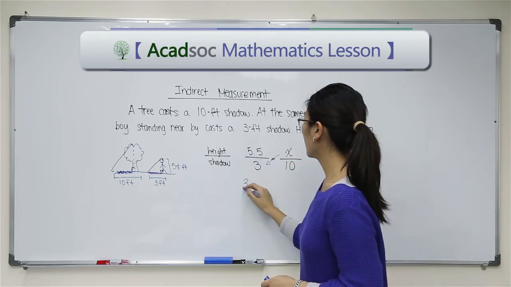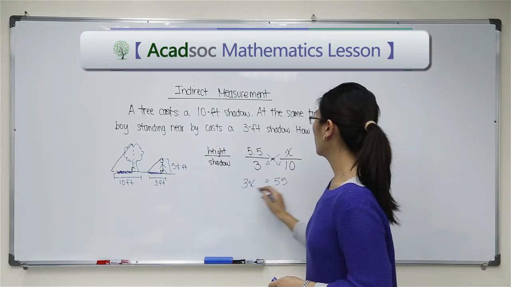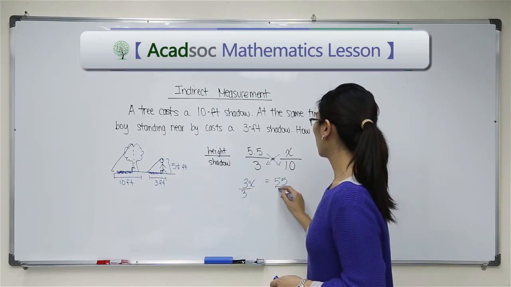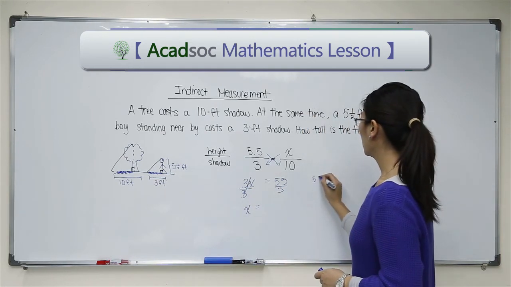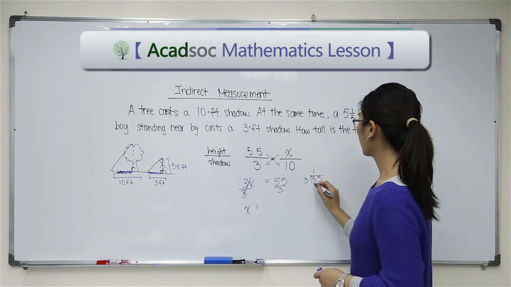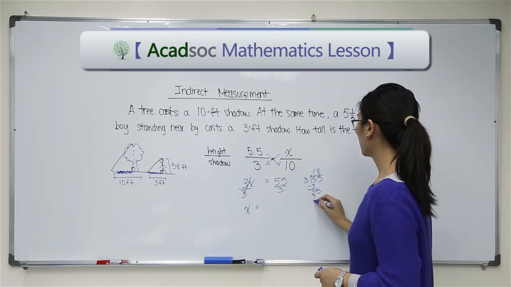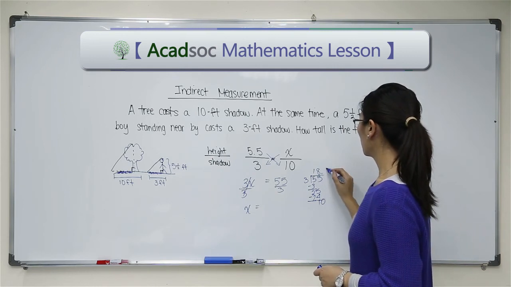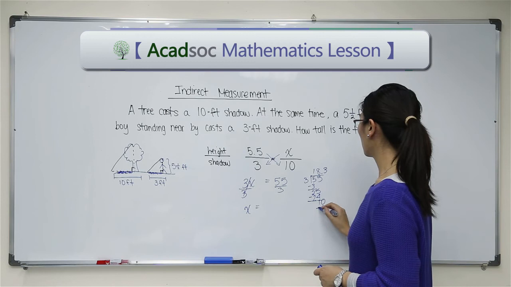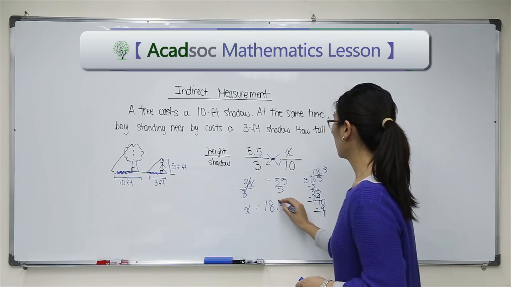3 times x is 3x. 5.5 times 10 would be 55. Get the x alone by dividing by 3. So we have x is equal to 55 divided by 3. So it would be 18.3 repeating.